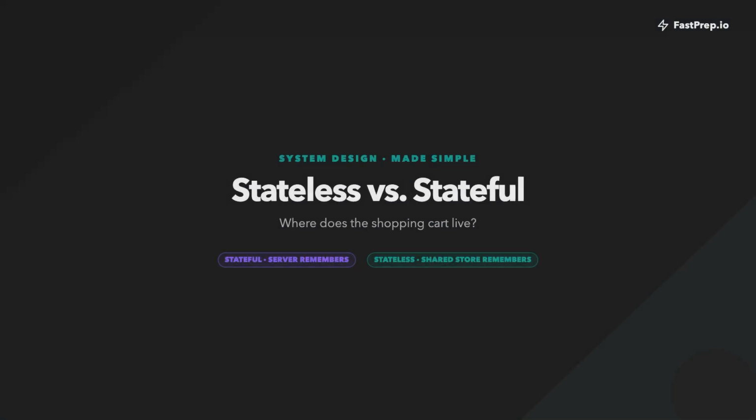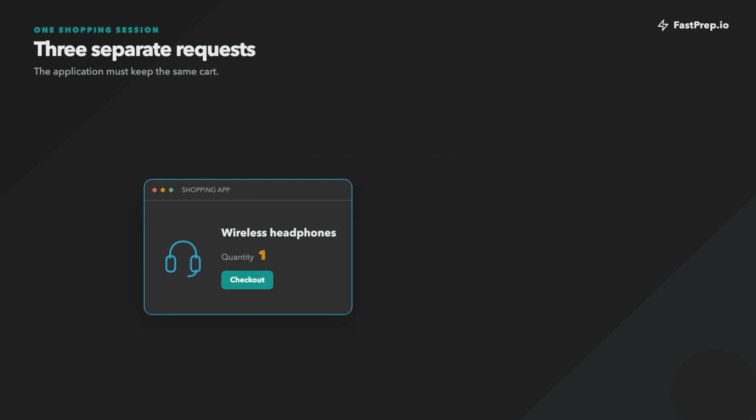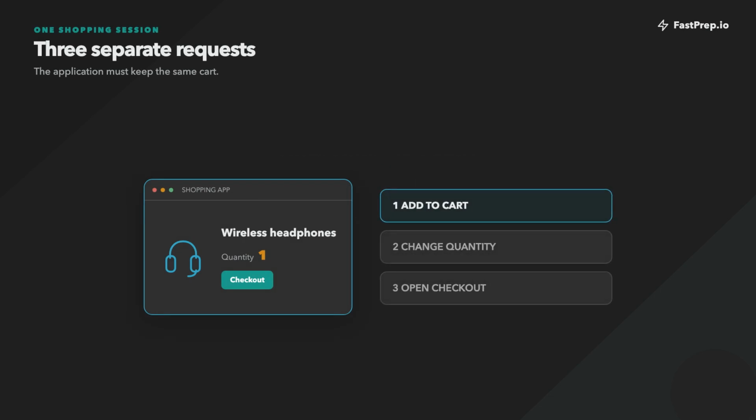Today, let's explain what stateless and stateful services are. Imagine you are shopping in an application like Amazon. You add a pair of wireless headphones to your cart. A few seconds later, you change the quantity to 2. Then you open the checkout page. These are 3 separate requests, but the application must remember that they belong to the same shopping cart.